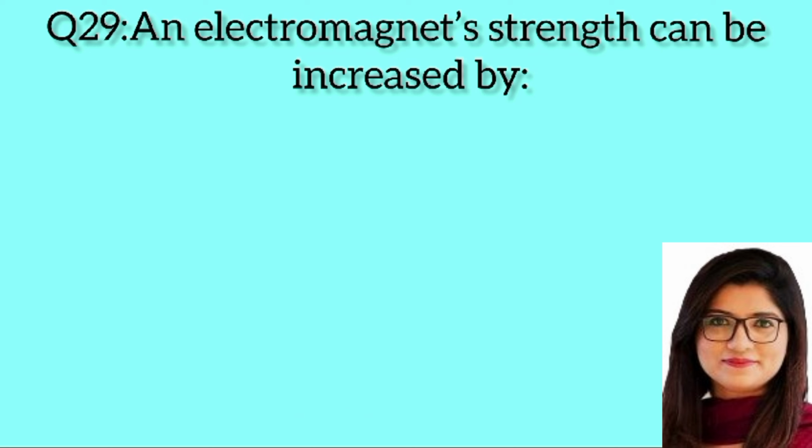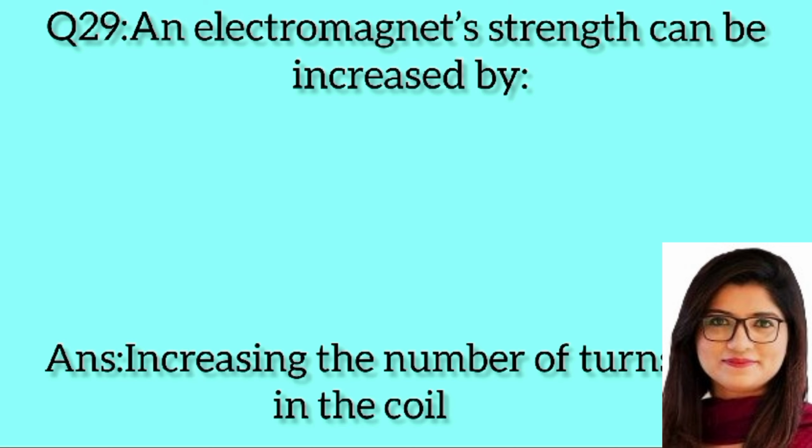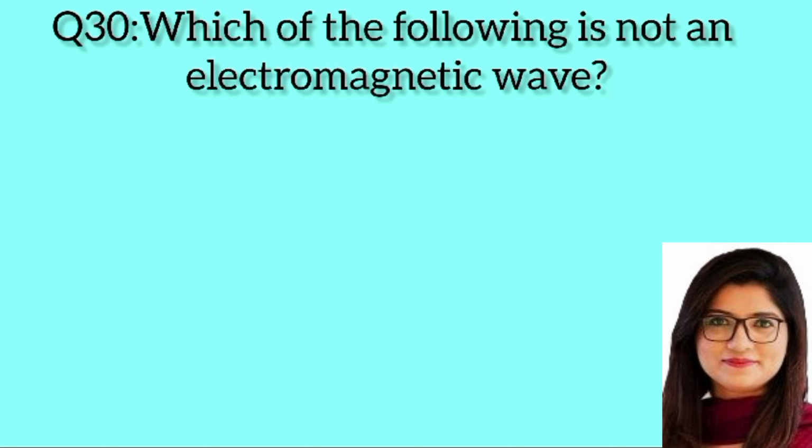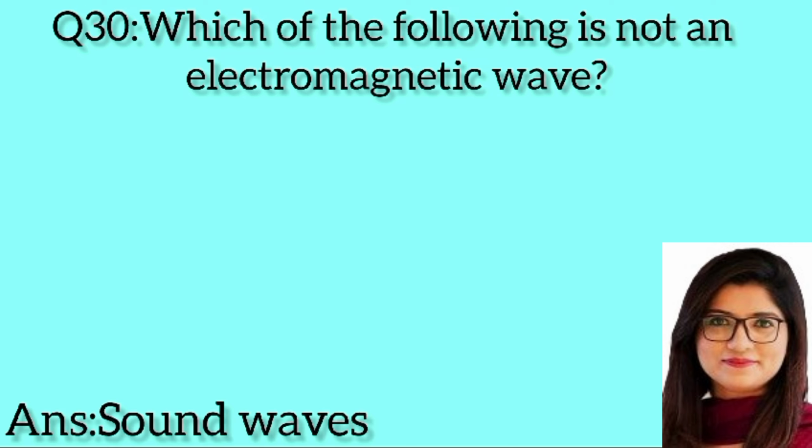Question 29. An electromagnet's strength can be increased by? Answer: increasing the number of turns in the coil. Question 30. Which of the following is not an electromagnetic wave? Answer: sound waves.